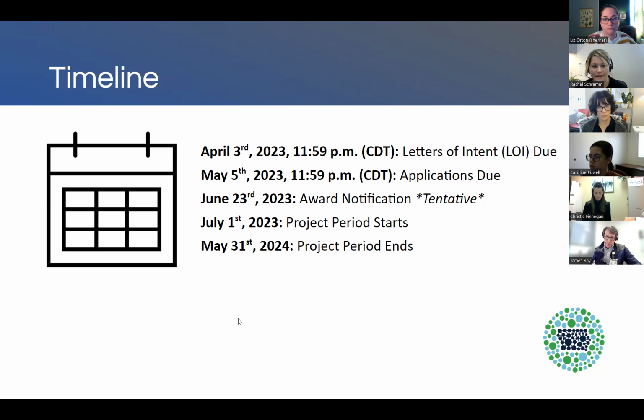So just a quick overview of the timeline again. Like I said, we do require a letter of intent. Those are due on April 3rd. I will just say, unlike other grant mechanisms, we don't invite you to apply. By submitting this letter of intent to apply, we know that you're going to submit something, so you don't have to wait for our approval. The full application is due on May 5th. Tentatively, we anticipate folks will be awarded or receive their notification at the end of June. Then the project period will begin July 1st and last through May of 2024.